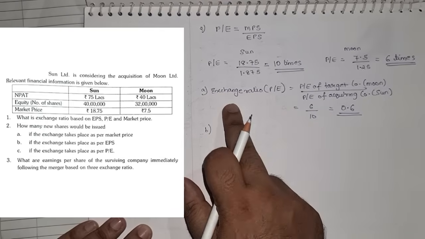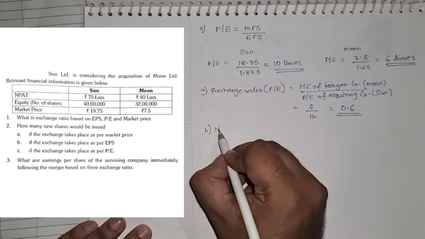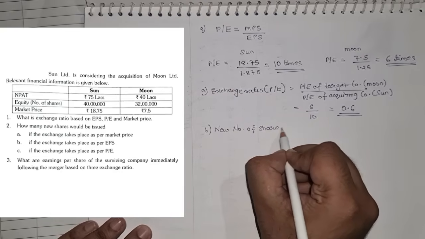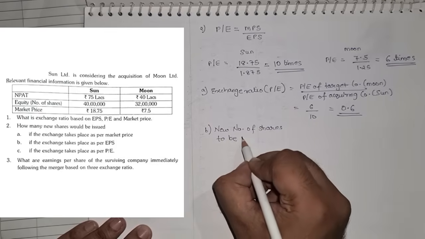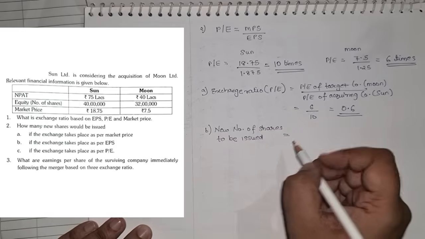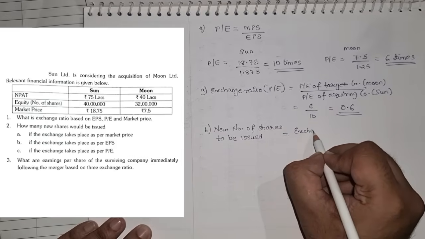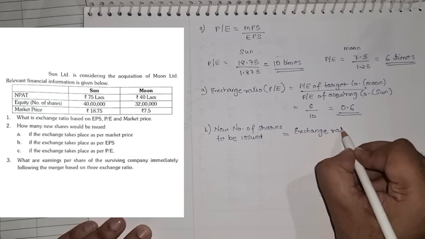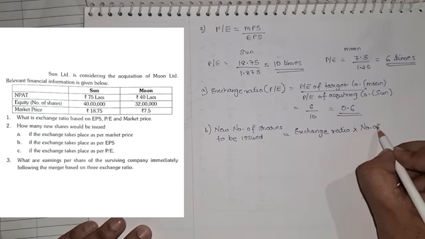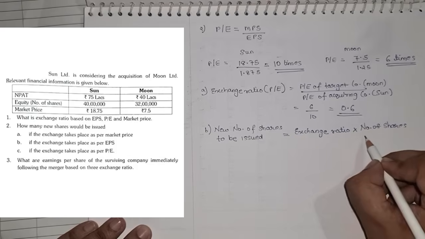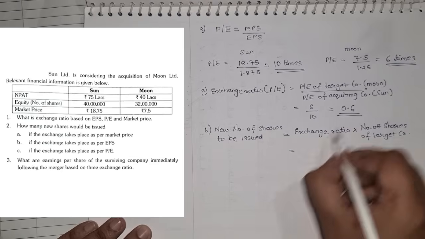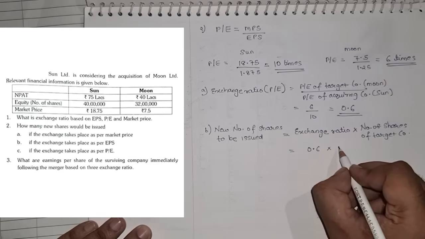B, once we get the exchange ratio, now we need to find the new number of shares to be issued. So the formula for the new number of shares to be issued is very simple. We have exchange ratio into the number of shares of target company. So here the exchange ratio was 0.6 and the number of shares were 32 lakhs.